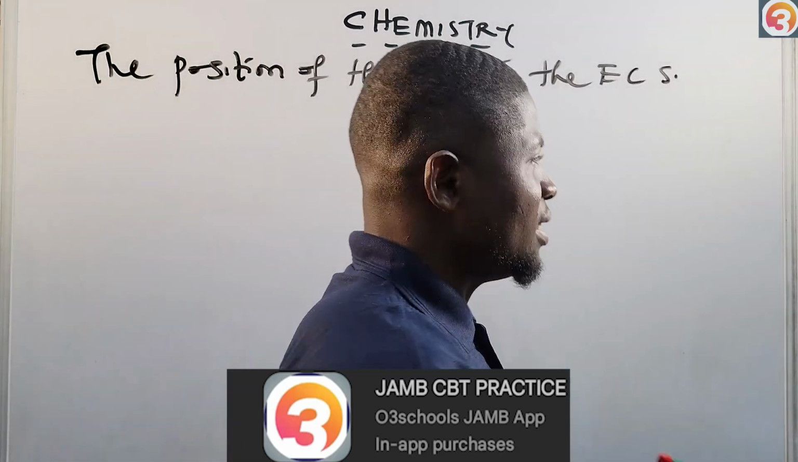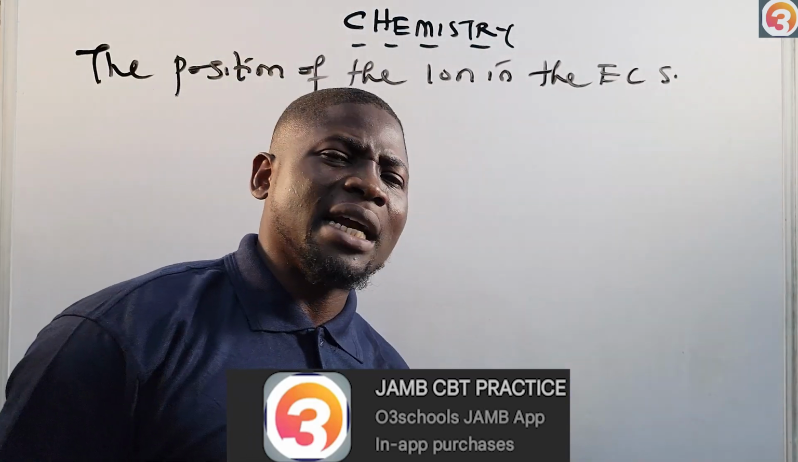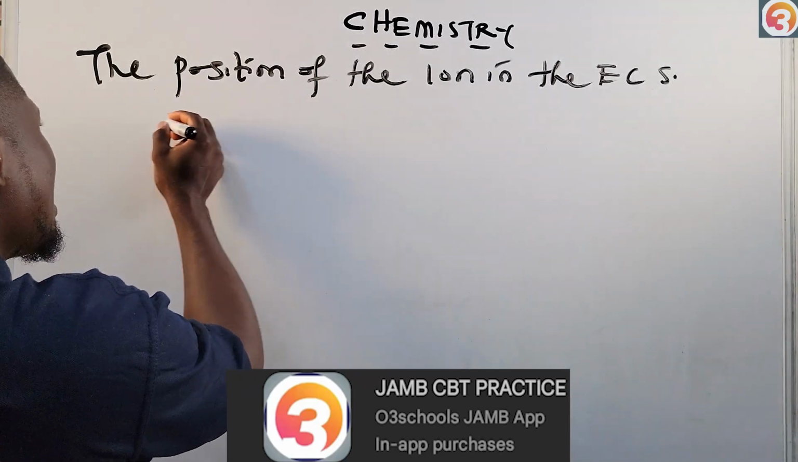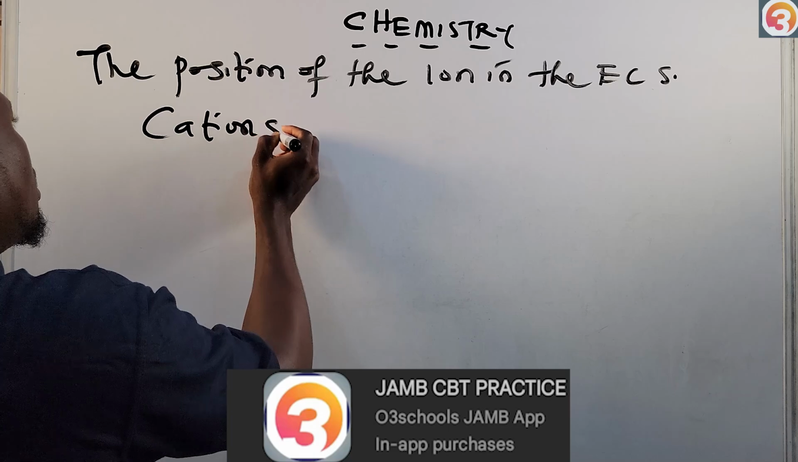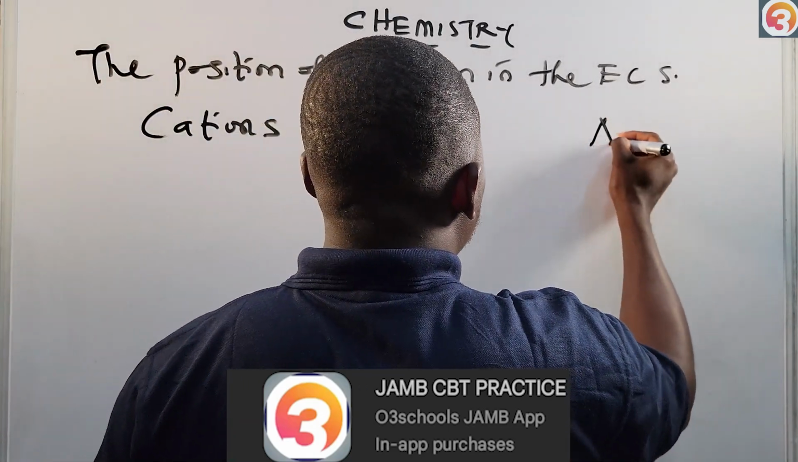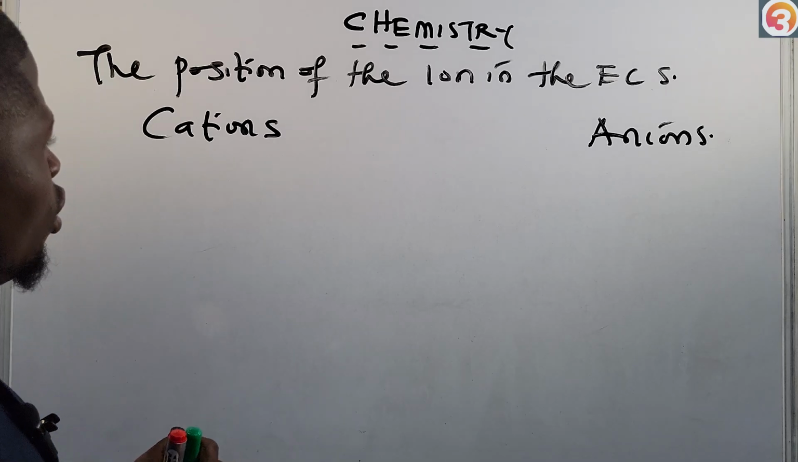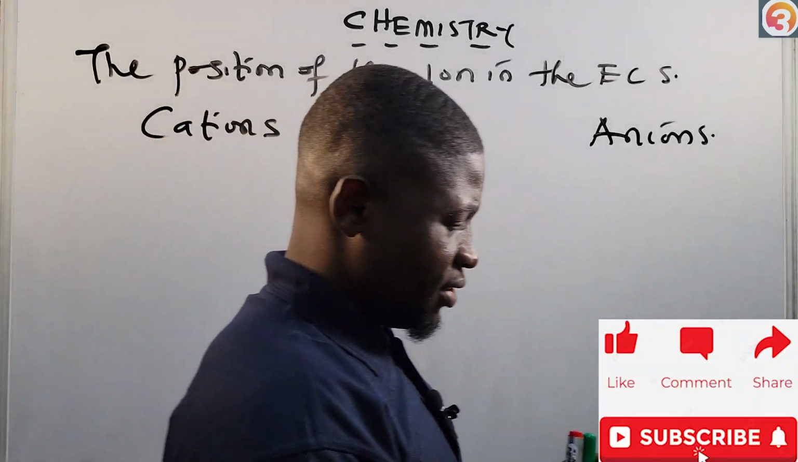Now let's get to what we are talking about today: the position of the ions in the electrochemical series, the ECS. In the electrochemical series, we have the cations, that is, the positively charged ions, and the anions, the negatively charged ions.